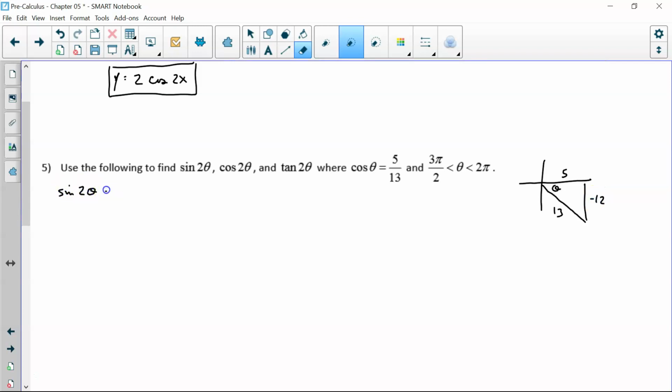of 2 theta, using our double angle formula, that's 2 sine theta cosine theta. So it's going to be 2 times the sine of theta, opposite over hypotenuse, negative 12 over 13. Cosine of theta is 5 over 13. So you're just multiplying the fractions. 2 times negative 12 times 5 is negative 120 over 13 times 13, which is 169. So there's the sine of 2 theta.